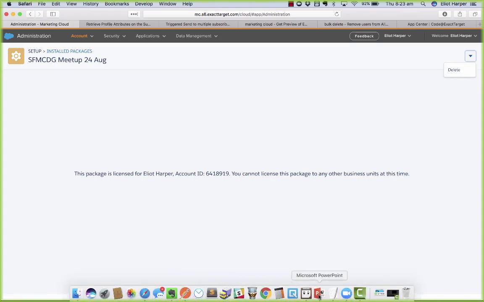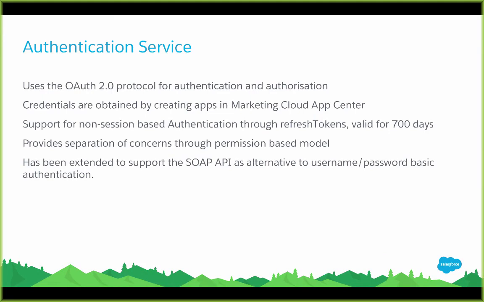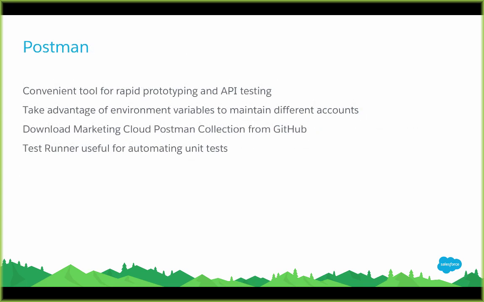So let me just jump back to the presentation. That's the Authentication Service, and we had a look at how to create these apps in App Center. I'm now going to talk about Postman. Postman provides a convenient tool for rapid prototyping and API testing. It works with environment variables, which happen within an environment, and they also have global environment variables, which are of specific interest to Salesforce Marketing Cloud users, as we'll see in a minute.